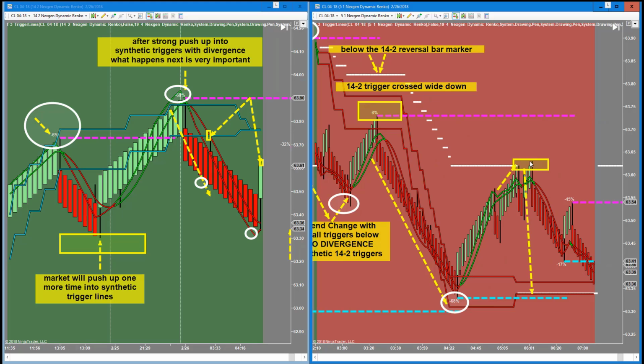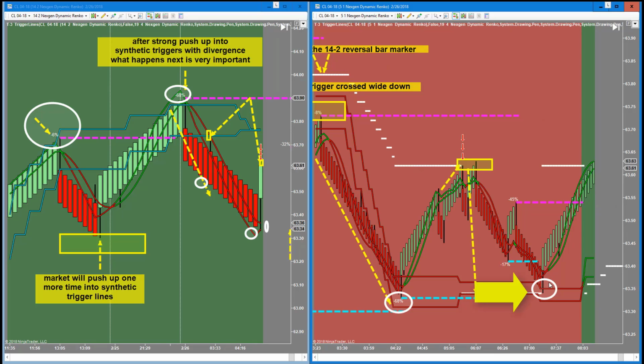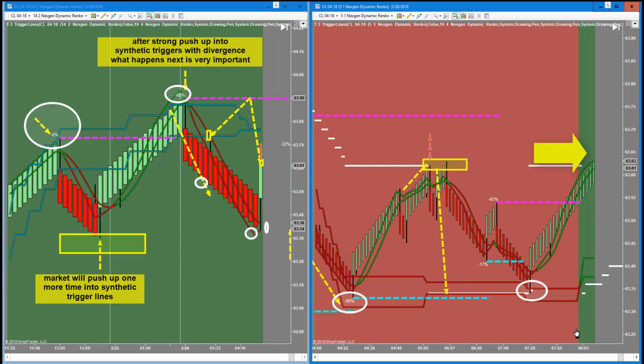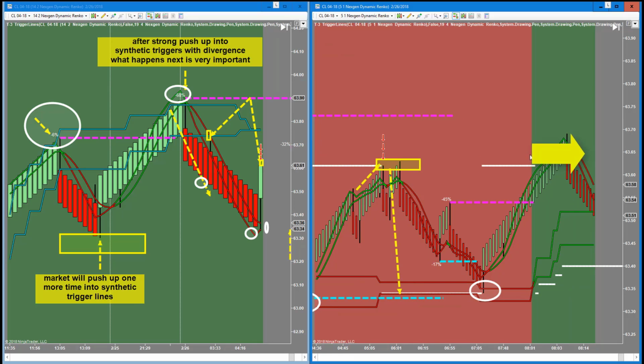And if you did do a short trade in this area, what happens once we get back to the synthetic triggers is going to be vitally important. If the market doesn't get through the synthetic triggers and starts to reverse to the upside, many times you'll change the trend. Now, as we start to walk forward, you'll see what happens. We get a trend change.